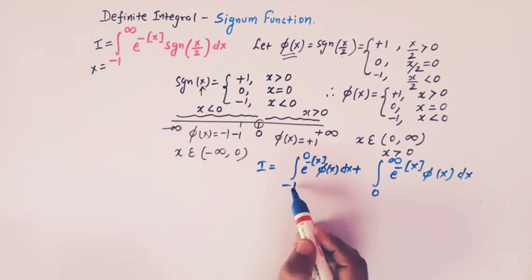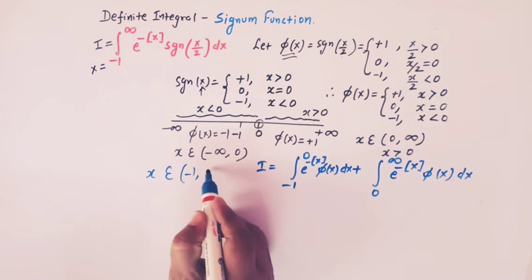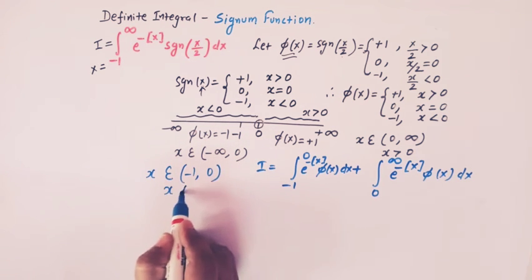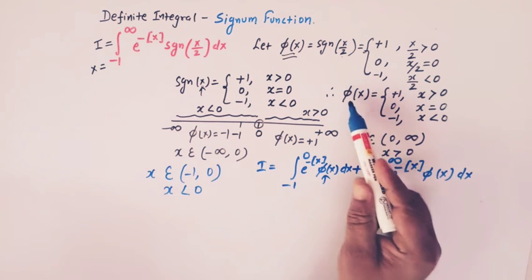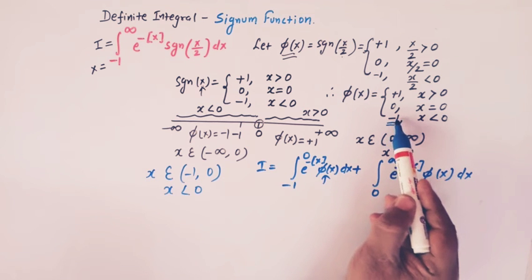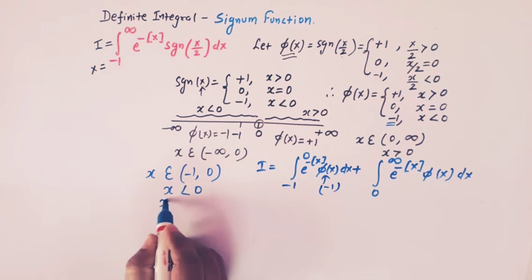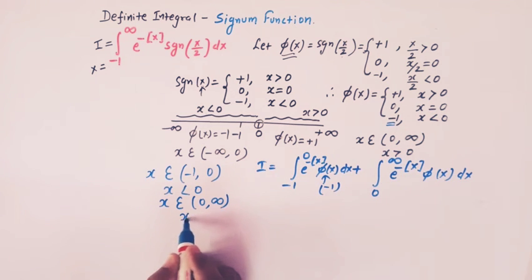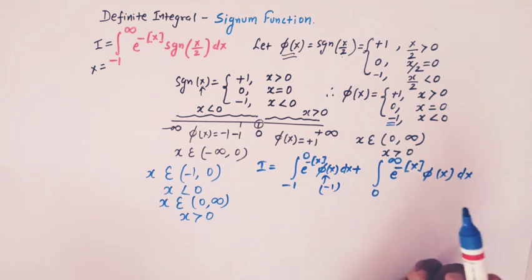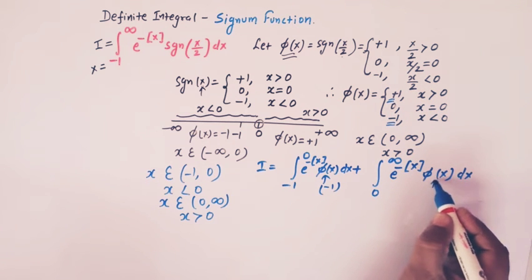Okay, so now here see, when x belongs to this interval, that is from -1 to 0, x is obviously less than 0. So this phi of x will take the value minus 1, right? And when x belongs to the interval 0 to infinity, then obviously x is greater than 0, and in that case phi of x will take this value plus 1, right?